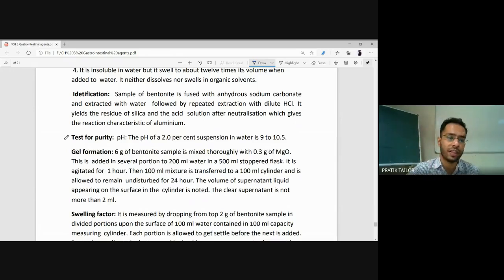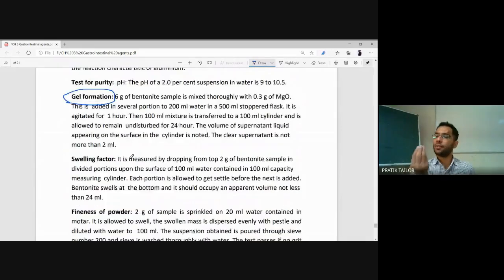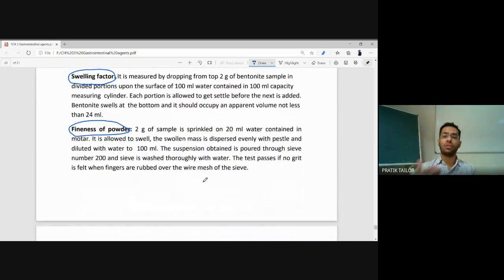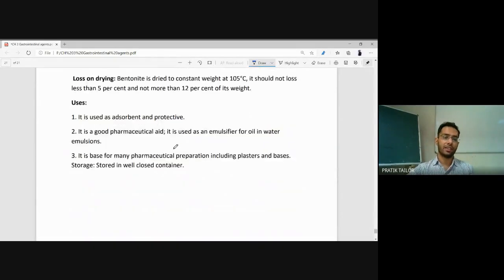That is why we are performing this gel formation test. Swelling factor, where you will be immersing some quantity in the water, it will be swelling. So what is the clear portion in the measuring cylinder and what volume has expanded, that is what we are calculating. These are the tests we are performing: gel formation and swelling factor. We are also checking the fineness. We can pass it through the sieve and we can check how gritty or non-gritty it is. So this is how you can check the fineness.